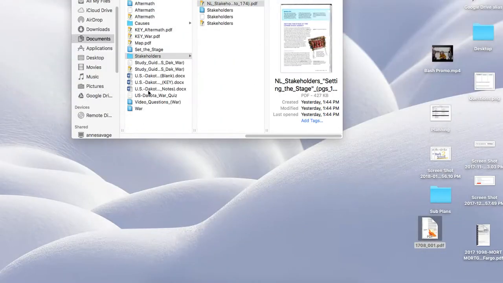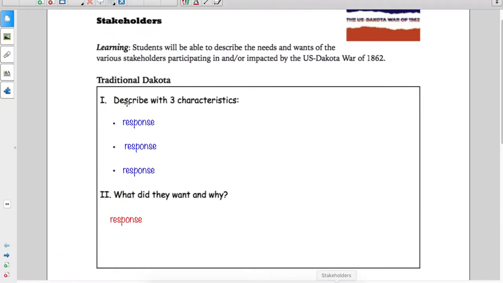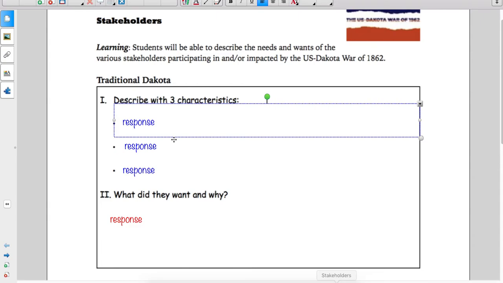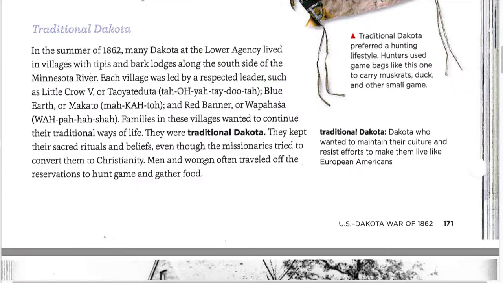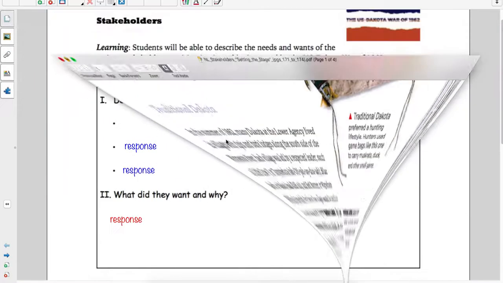So now I turn to my note-taking form, where I'm going to be taking notes, and 3 things that stick into my head. The first thing, looking back at the reading, is this idea that they lived where they lived, and it was along the south side of the Minnesota River.